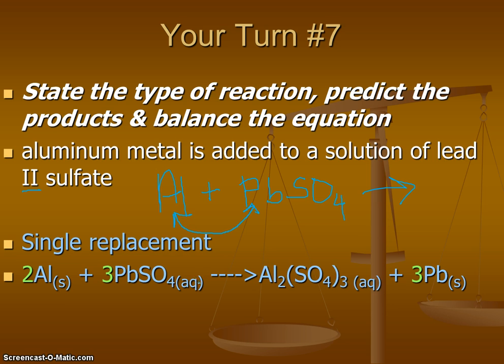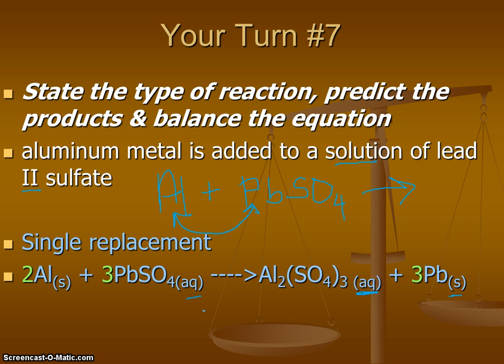For the solid and aqueous part, anytime you've got a metal, it should be solid, and it says that it was a solution, so that's what tells you the aqueous piece. And then what you get as a result is another solution still dissolved, and the metal that's now a metal all alone would be the solid.